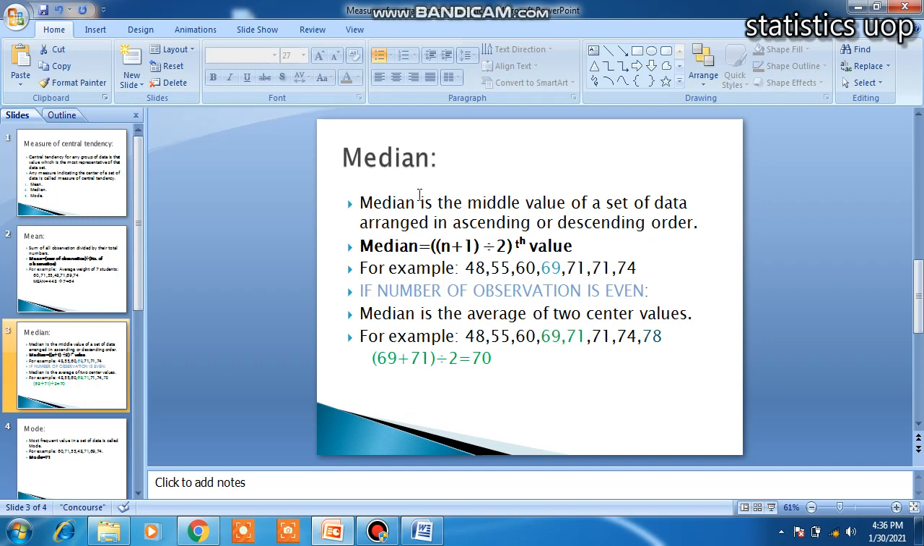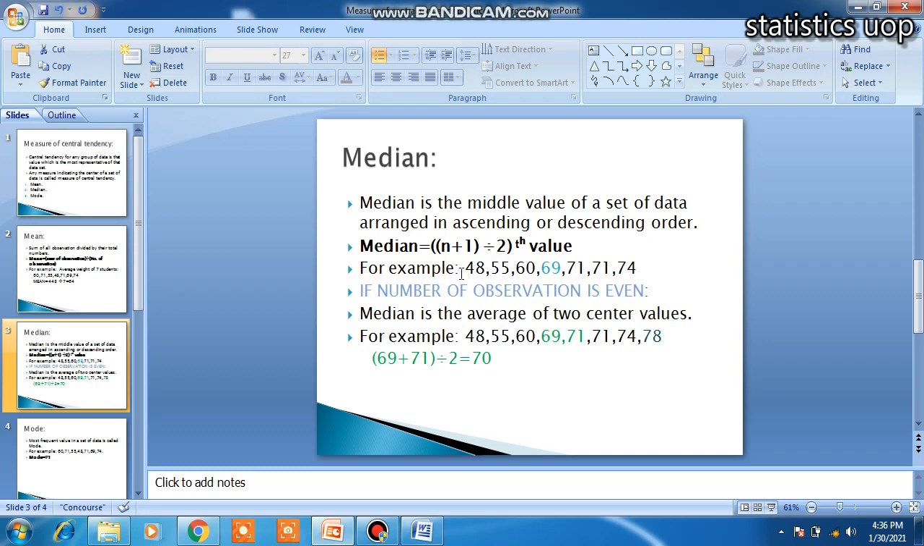Okay, what is median? Median is the middle value of a set of data arranged in ascending or descending order. The formula in case of an odd number of observations to find the median is the (n plus 1) divided by 2 value.